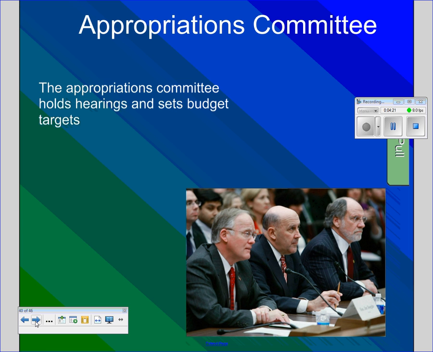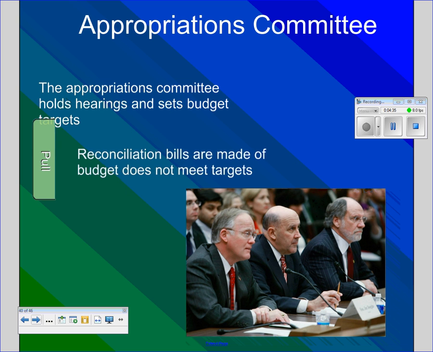Now, there's an Appropriations Committee. We know there's a Ways and Means Committee that raises the money, and then there's a Budget Committee that kind of pieces everything together. But the Appropriations Committee will hold the hearings and set the targets. This is how much we want to spend in each of these particular areas. Those are just the goals.